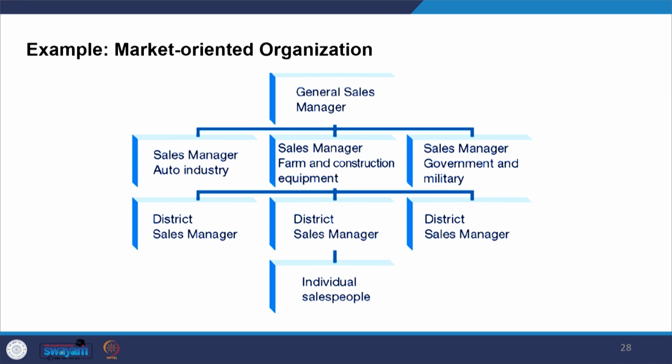So, here also you have a general sales manager, for example, and then you have sales managers for, for example, auto industry, farm and equipment, construction equipment, government and military. So, the segments are different, right. So, market segments, and then you have salespeople and individuals, right.